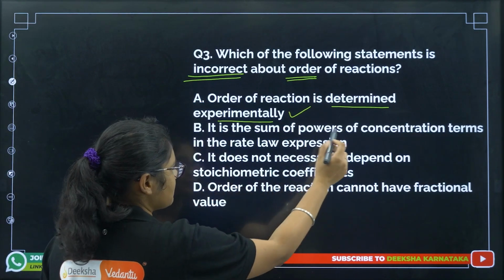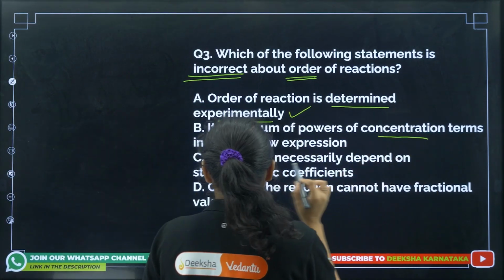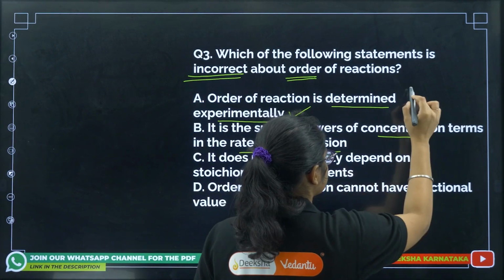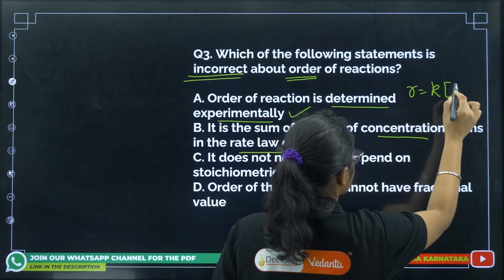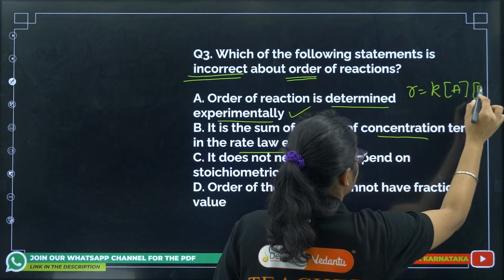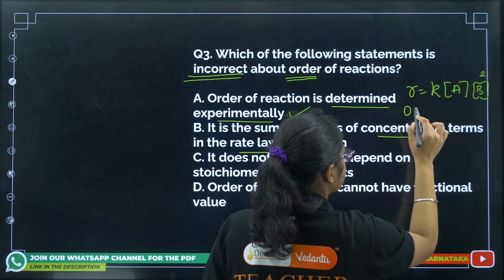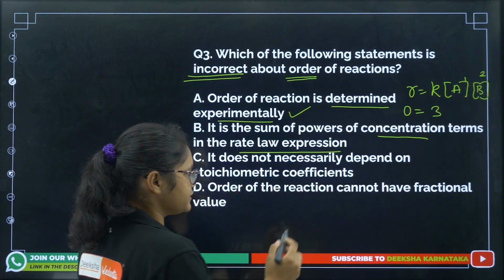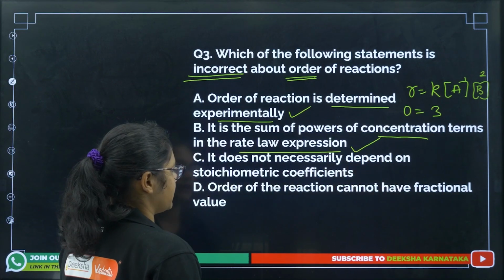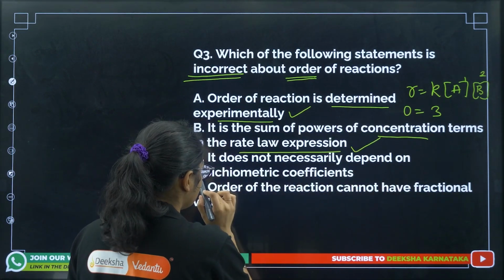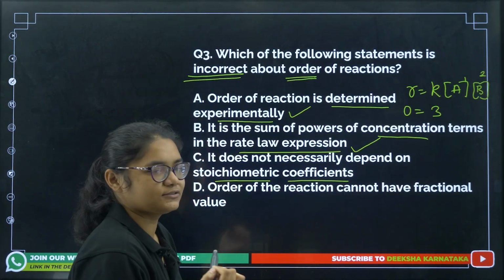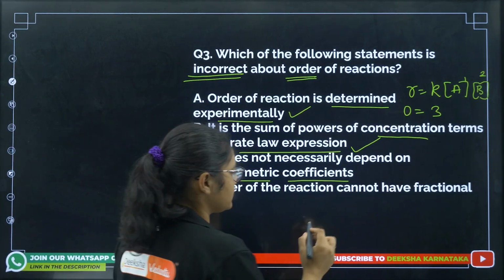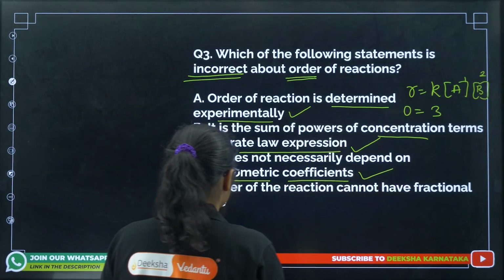Next, it is the sum of the powers of the concentration terms in the rate law expression. Suppose I write R is equal to K into A and then B square. Then what is the order of this reaction? Order is 1 plus 2, that is 3. So that is the sum of the powers of the concentration terms. So this statement is also correct. Next, it does not necessarily depend on the stoichiometric coefficients. So order may or may not be equal to stoichiometric coefficients. So this statement is also correct.